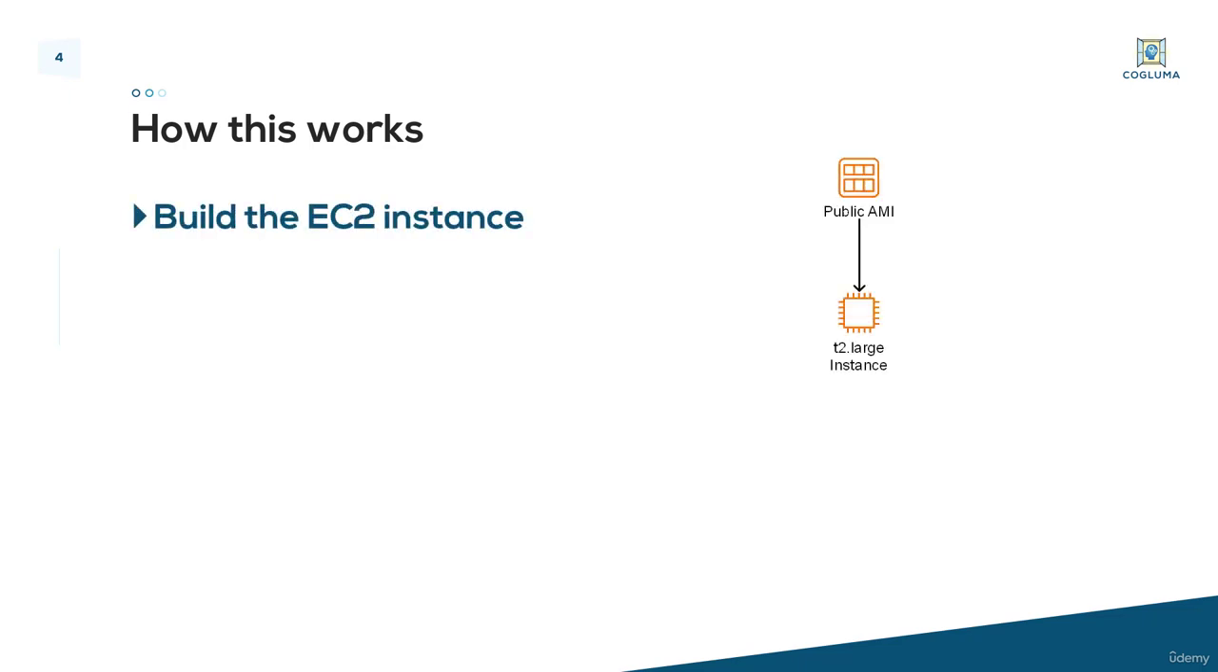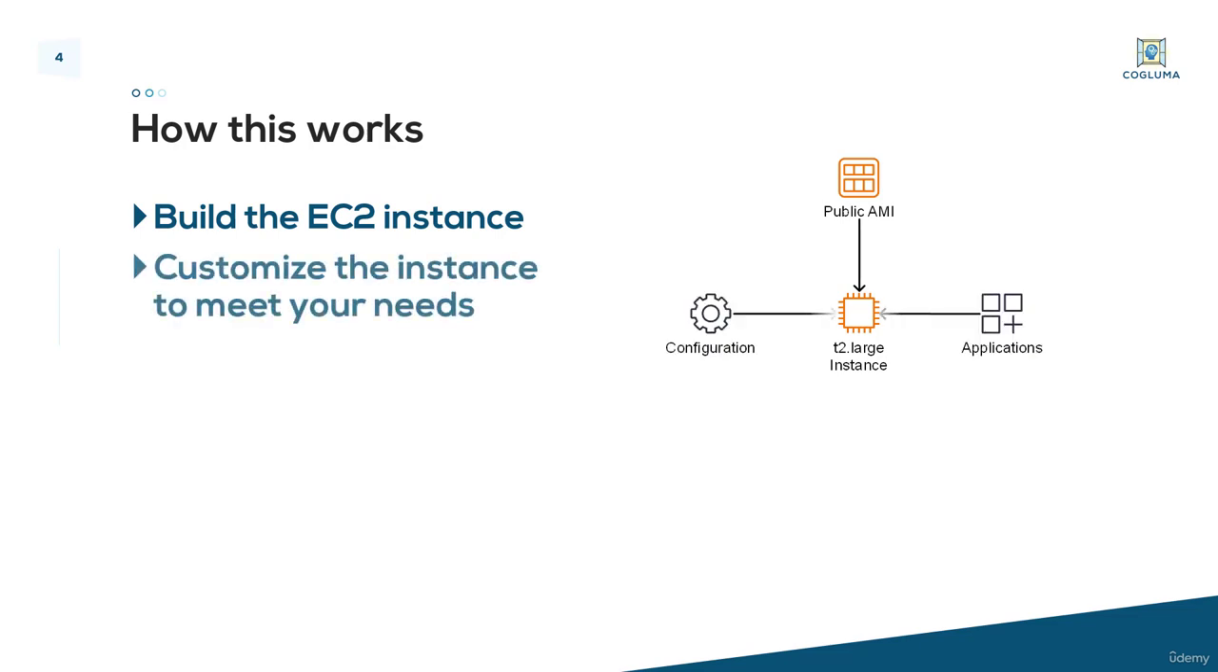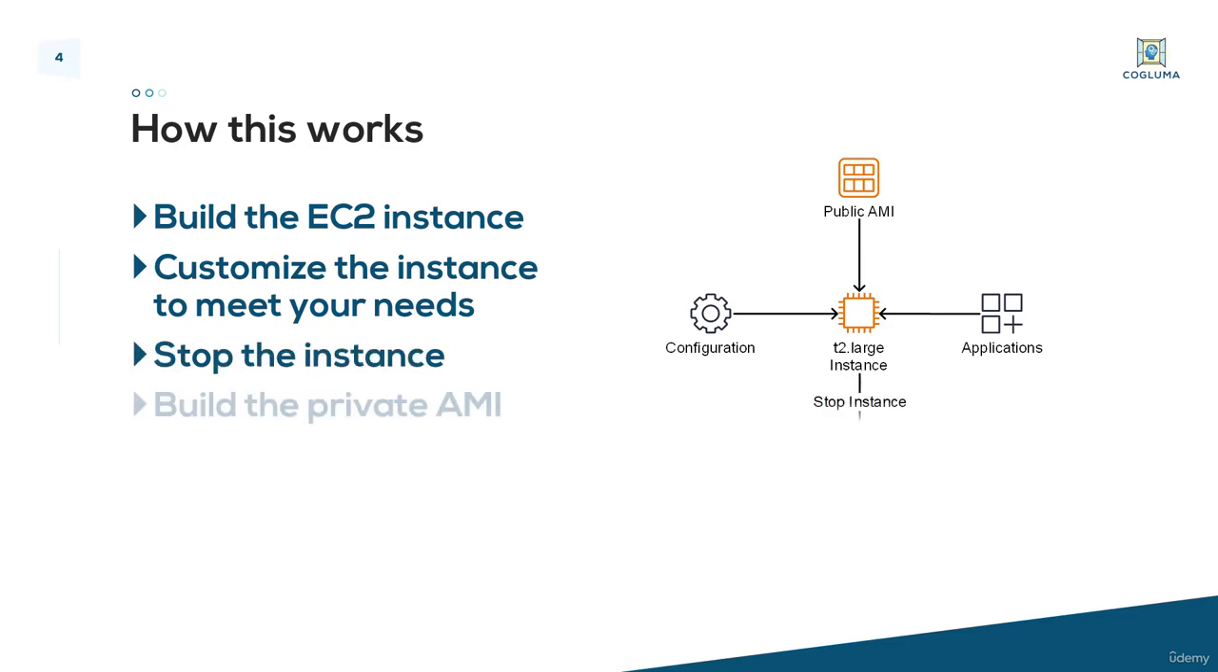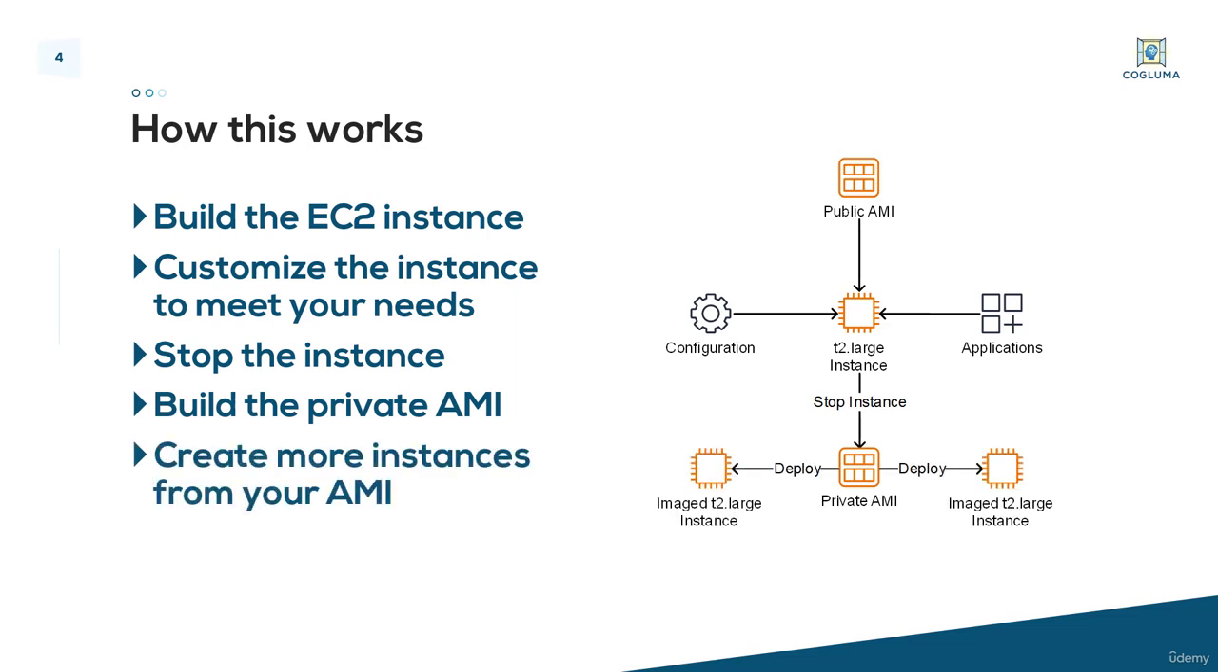Okay, let's take a look and see how an AMI works. What goes into an AMI? First, we need to build the EC2 instance, just like we did, and note that we're starting with that public AMI in order to build that EC2 instance in the first place. We then customize it with things like configuration, applications in order to meet our own needs. And then what we do is we stop the instance and then we create a private AMI. And then once we have that private AMI, we can then deploy that to more EC2 instances.